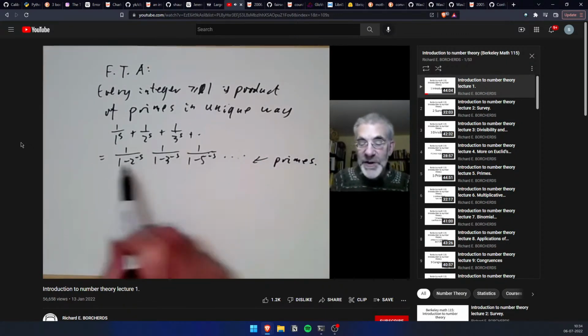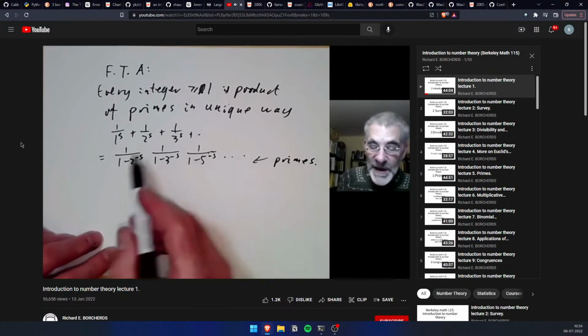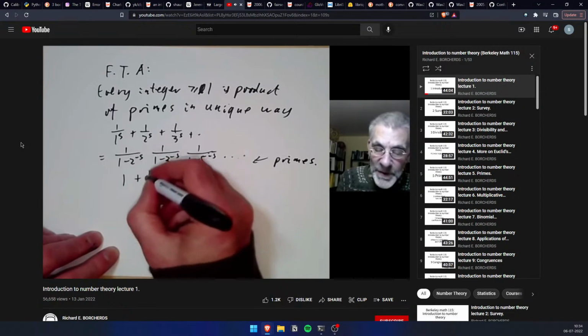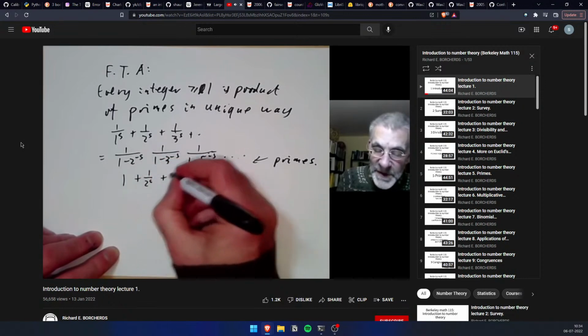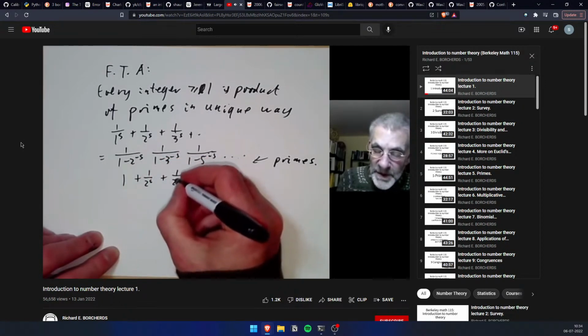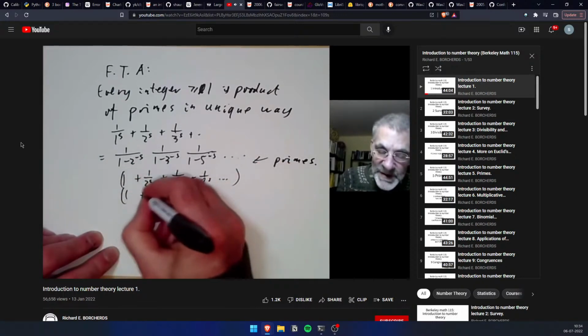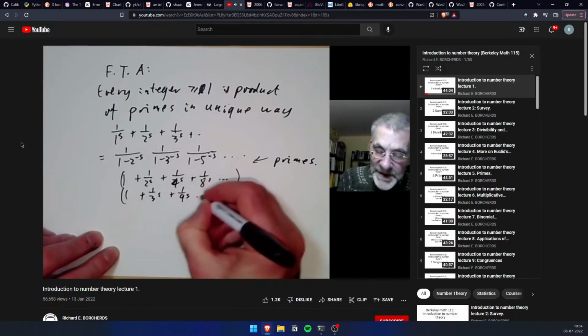This looks rather astonishing if you see it for the first time, but it's actually quite easy to prove. If you just write each of these factors as a geometric series, we get 1 plus 1 over 2 to the s plus 1 over 4 to the s plus 1 over 8 to the s, and so on, times 1 plus 1 over 3 to the s plus 1 over 9 to the s, and so on.